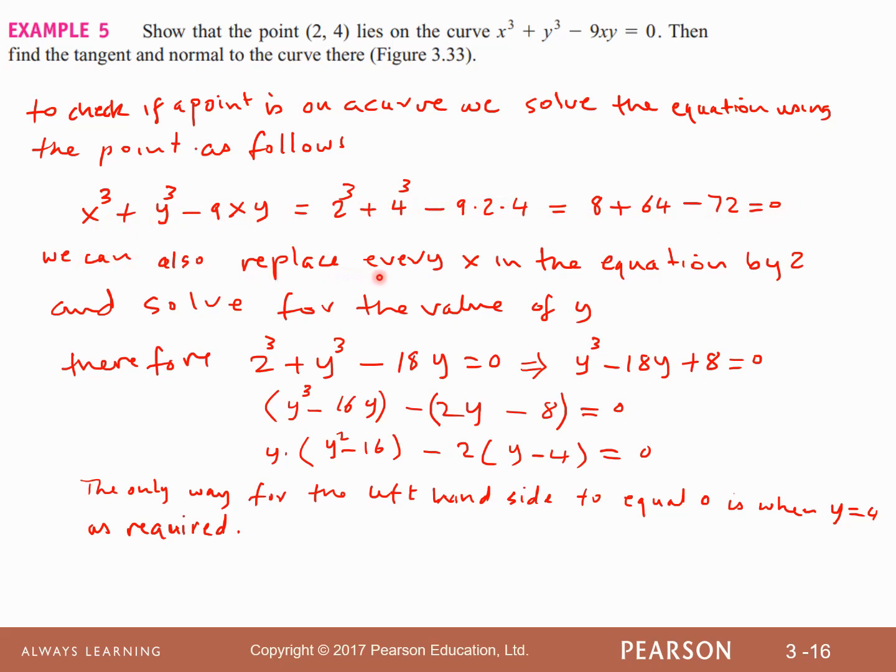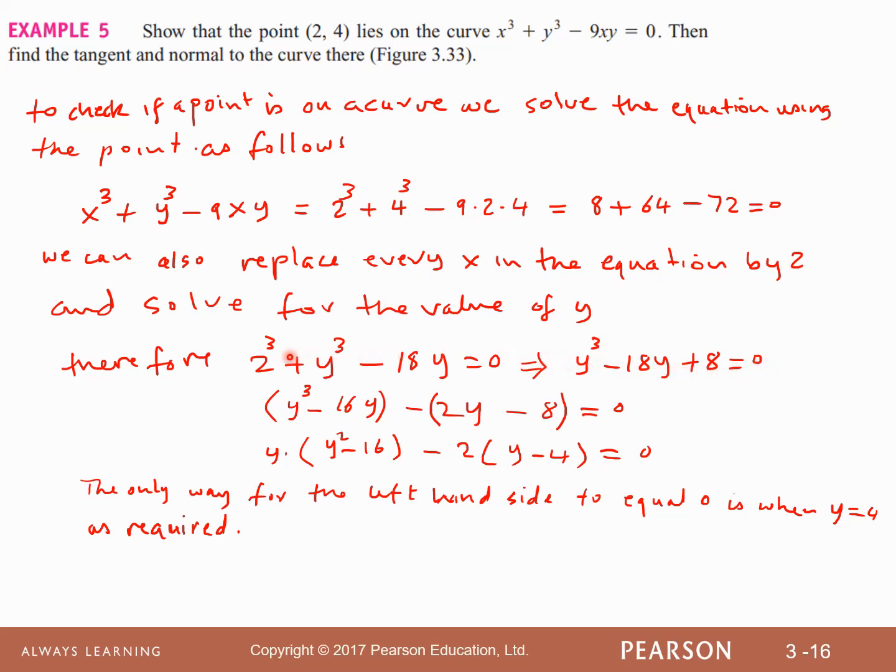We can also replace every x in the equation by 2 and then solve the remaining for the value of y. So we're just going to go ahead and take this equation and plug in 2 instead of x. So the first term will give me 2 to the power 3, which is right here. And we leave y cubed alone, so it's right there, untouched. And then I have minus 9xy. We said we have to replace x, so x is equal to 2. So minus 9xy becomes minus 18y, which is right here, minus 18y equal to 0. Now we can be assured that that implies that y cubed minus 18y plus 8 equal to 0.